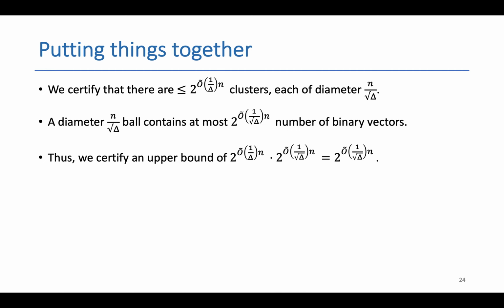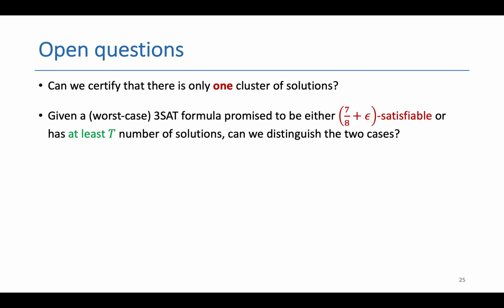and each cluster has diameter n over square root delta. Now, a ball of diameter n over square root delta contains at most 2 to the n over square root delta binary vectors. And so the number of satisfying assignments is bounded by 2 to the n over square root delta. So that's it for the technical parts.